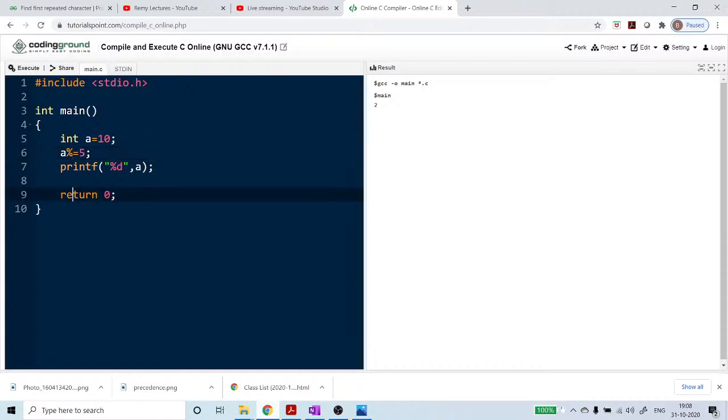See here, a modulus equal to 5. That means a equal to a mod 5.